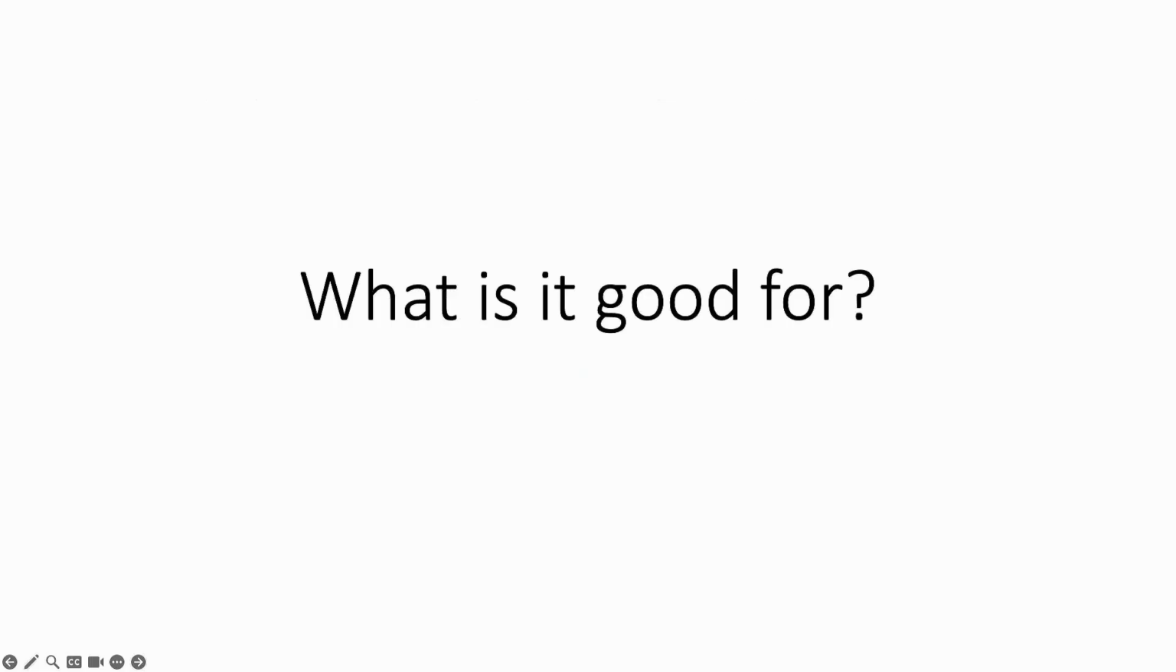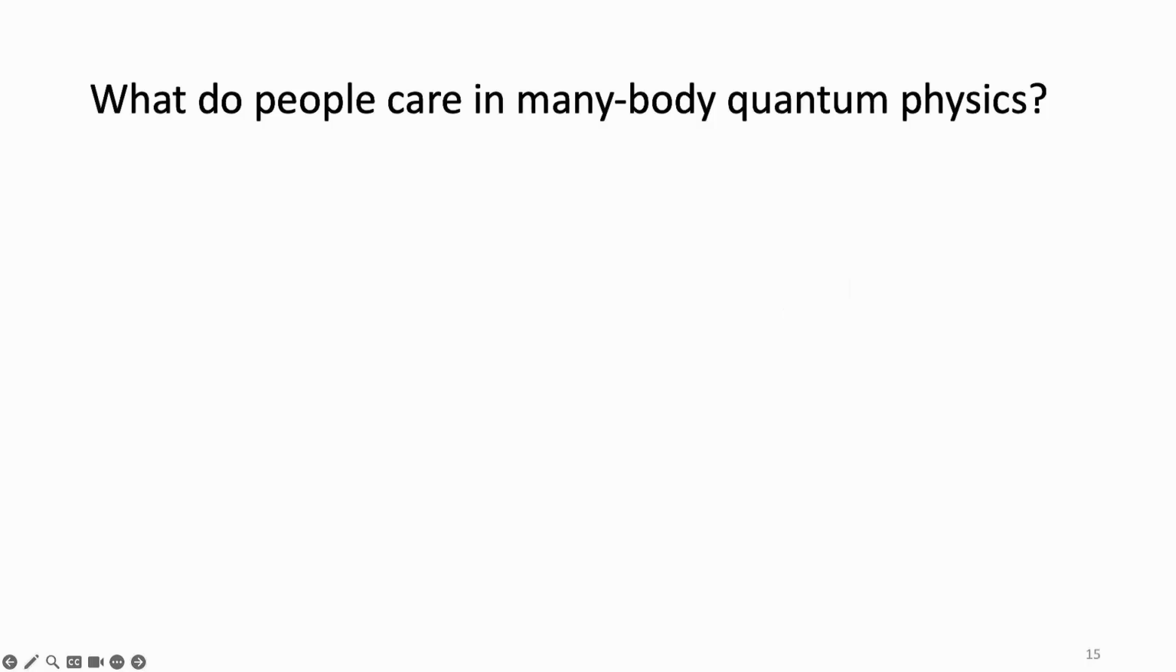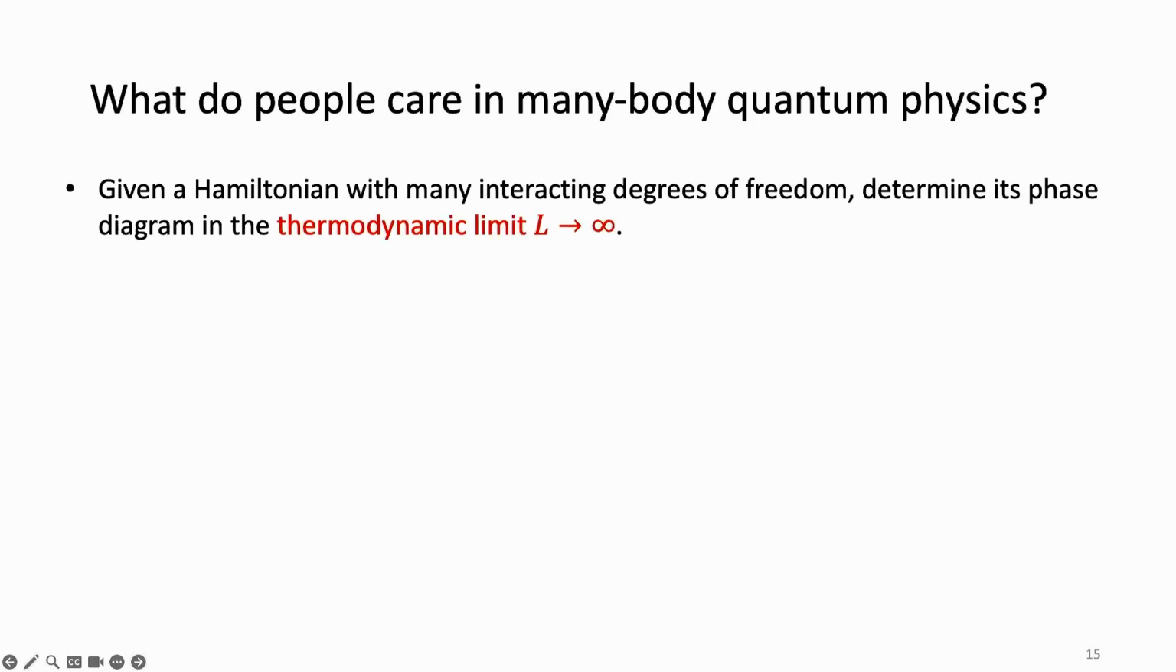So what is this good for? What can we use this new symmetry for? For that, let me quickly say what people usually care about in many-body quantum systems. Well, there are many things one can talk about, but one thing in particular is that suppose someone hands you a Hamiltonian with many interacting degrees of freedom. You want to determine its phase diagram in the thermodynamic limit. You want to organize all these different many-body quantum systems by their universal features of the low energy phase.